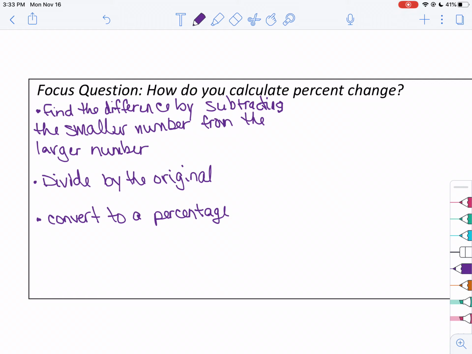All right, so that was Lesson 7, percent change, and don't forget to do that daily practice.